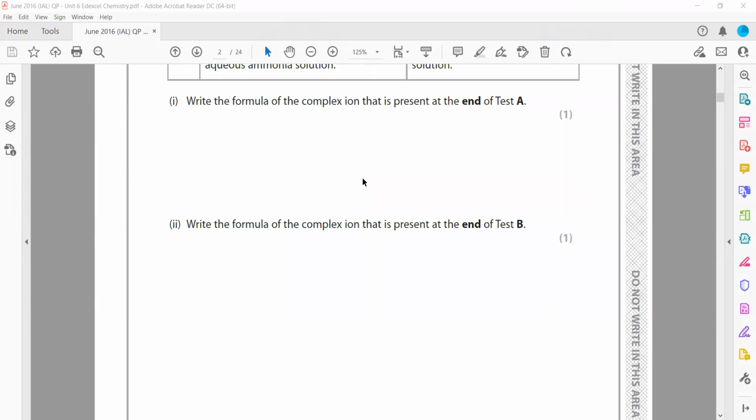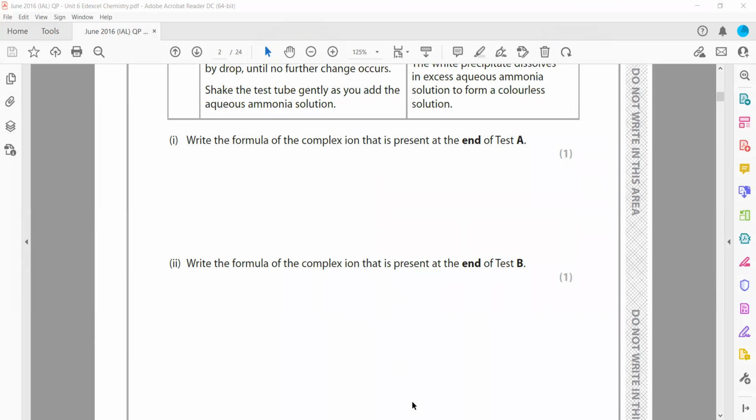Then write a formula for the complex ion that is present at the end of test B. Look, with sodium hydroxide, why does the precipitate dissolve? Because of the amphoteric nature: first we had an acid-base reaction, and then the hydroxide is also amphoteric, so there is a further acid-base reaction. But why does the precipitate dissolve with aqueous ammonia? Because there is a ligand exchange. When zinc is present in the aqueous solution as a complex, it contains 6 water molecules.